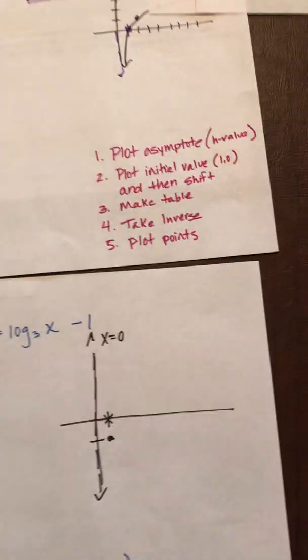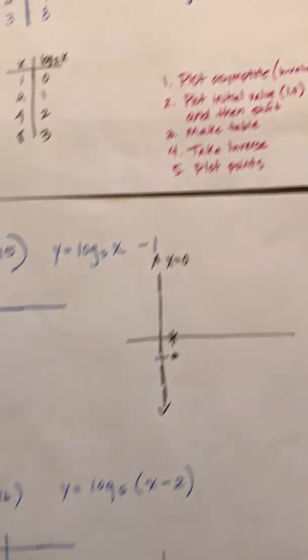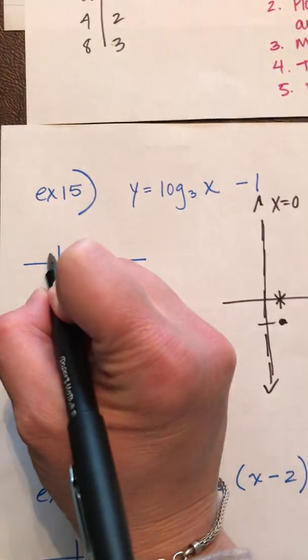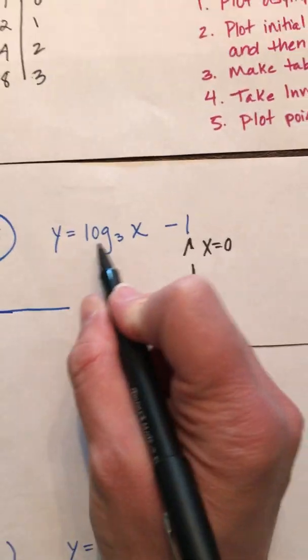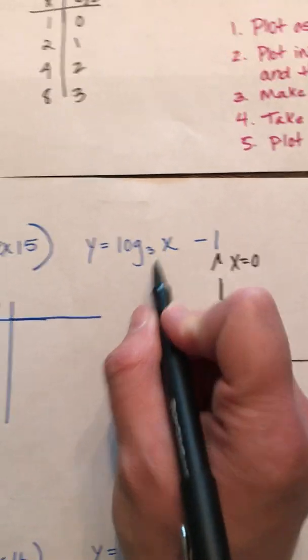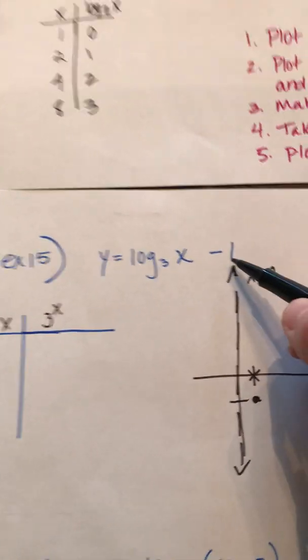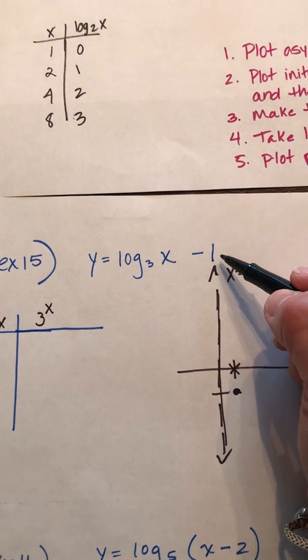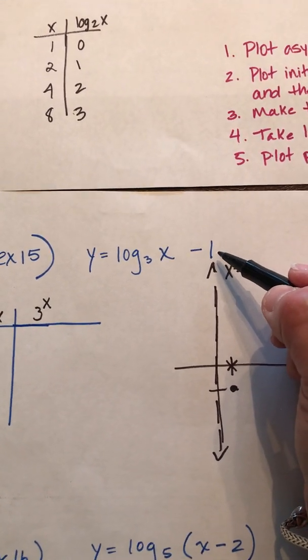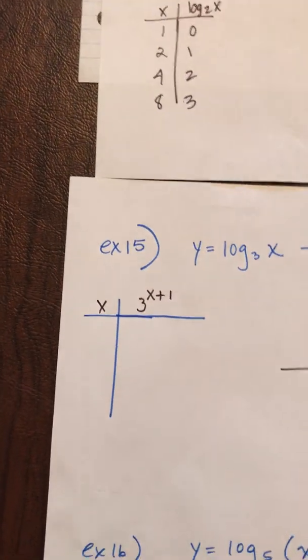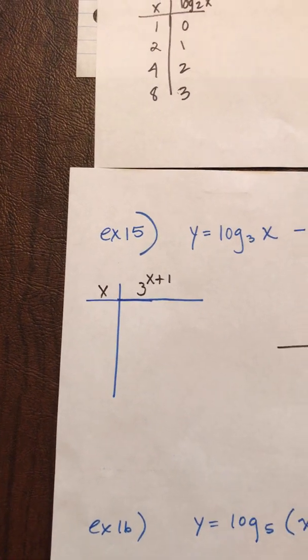Okay, next. Make a table and take the inverses. So again, what I did is I started with my inverse equation, so this would be a log with a base of 3. I want an exponential with a base of 3. This one had a k value of -1. I want an h value of +1. So again, completely opposites. I'm going to generate a table.